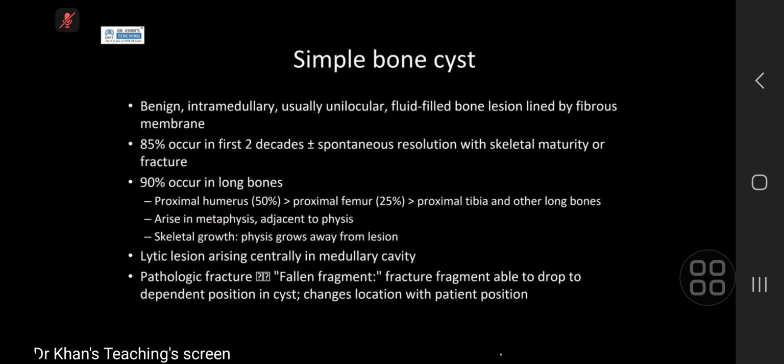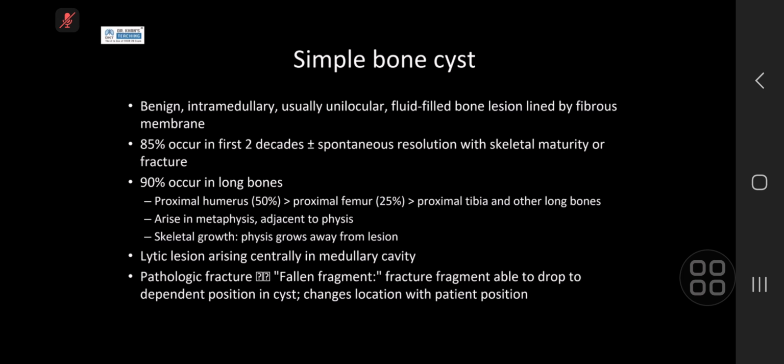Again, these are benign lesions. They can look complex, particularly if they've had previous trauma and fracture. 85% occur in the first 2 decades, and usually they do spontaneously resolve. Some of them do require treatment, and they decompress them and bone graft them, particularly if they've had a fracture. It's a very, very common site. So in the proximal humerus, at least 50%, and 25% in the proximal femur.